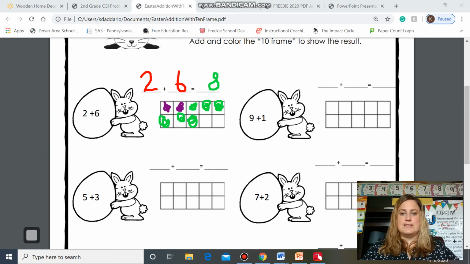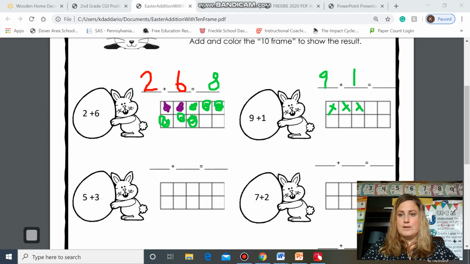All right, let's look at this next one here. I have 9 plus 1, so I'm going to write in my equation 9 plus 1, my add-ins, and we need to find our sum. I'm going to draw in my circles. I think I'll just do X's for this one. It might be a little bit easier. So I'm going to do 9.